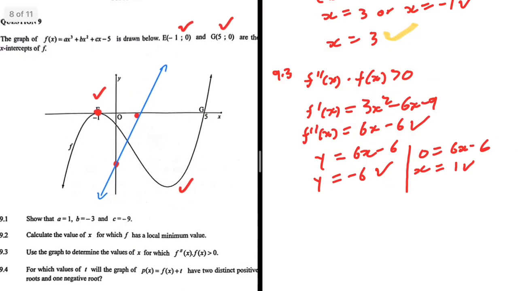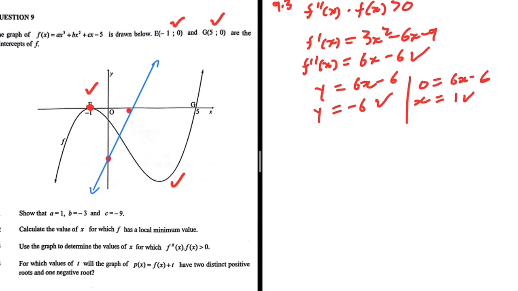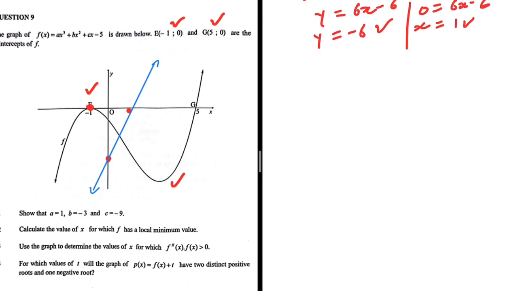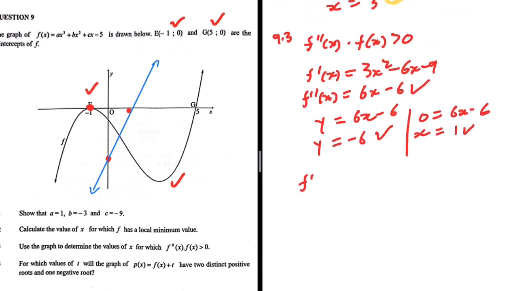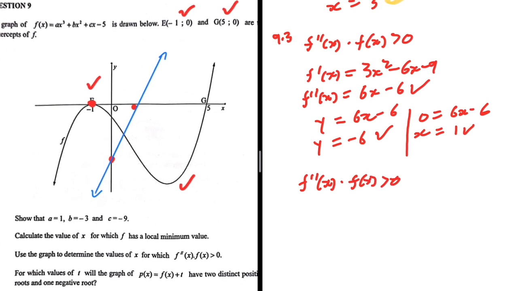This is going to simplify our problem because we are looking for values of x for which the second derivative multiplied by f of x will be greater than 0, right? So we need both of them to be greater than 0, or we need both of them to be less than 0. Because if they're both negative and you multiply them, greater than 0. If they're both positive and you multiply them, greater than 0. So right, let's go ahead and see what that will turn out like.